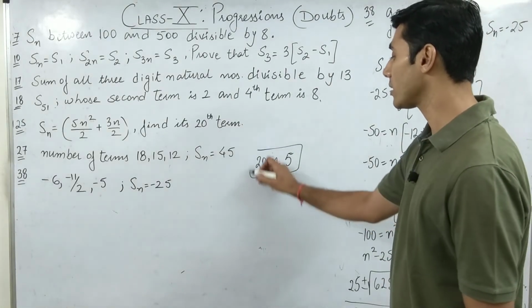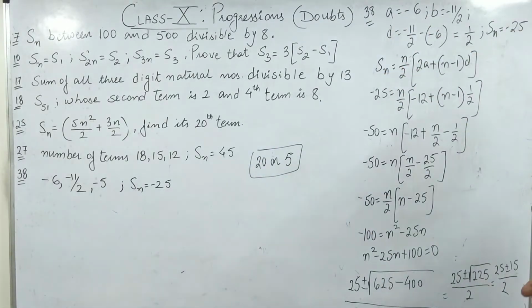So either the answer is 20 or the answer is 5. They are saying the number of terms is either 20 or 5. You can once again see, guys, from the other part you can check what will come, but I guess it won't come. So that's the answer, guys. Okay, let's come to the next question.